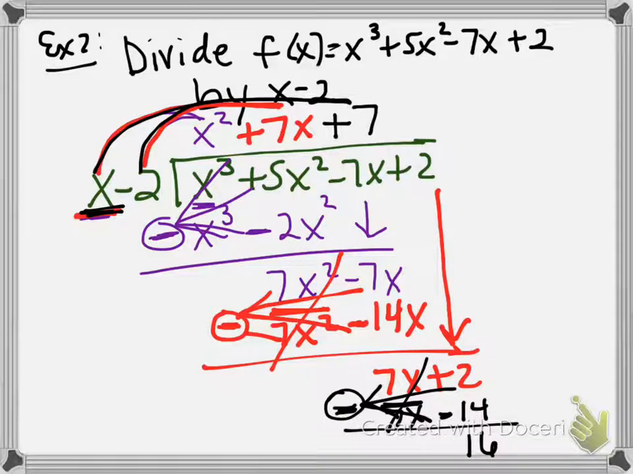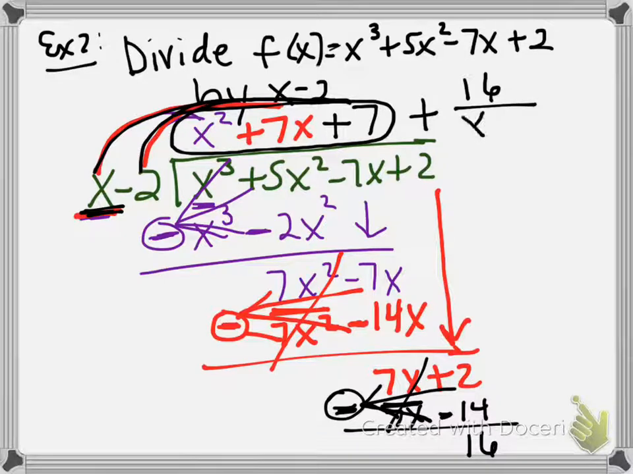So my solution is right here, x squared plus 7x plus 7 plus my remainder of 16 over my divisor of x minus 2. So when you put it all together, here is our answer.